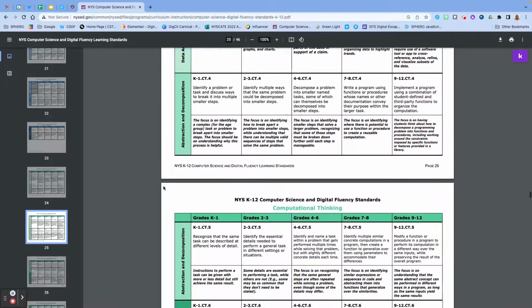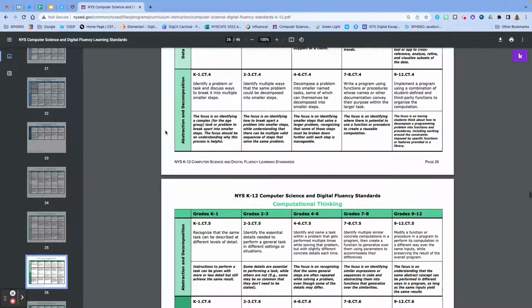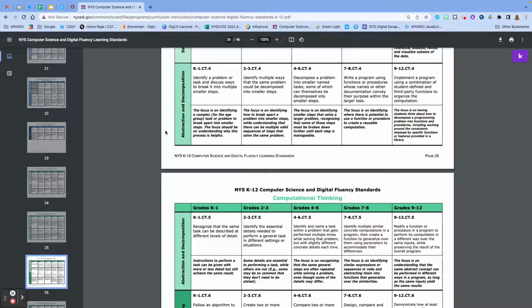The next one we're going to move into is abstraction and decomposition. There are 2 standards for this sub-concept area. Here we're looking at how we can identify a problem and break it down into multiple parts, or how we can decompose some sort of data set or a problem and identify the parts that we need in order for us to organize and solve that problem.